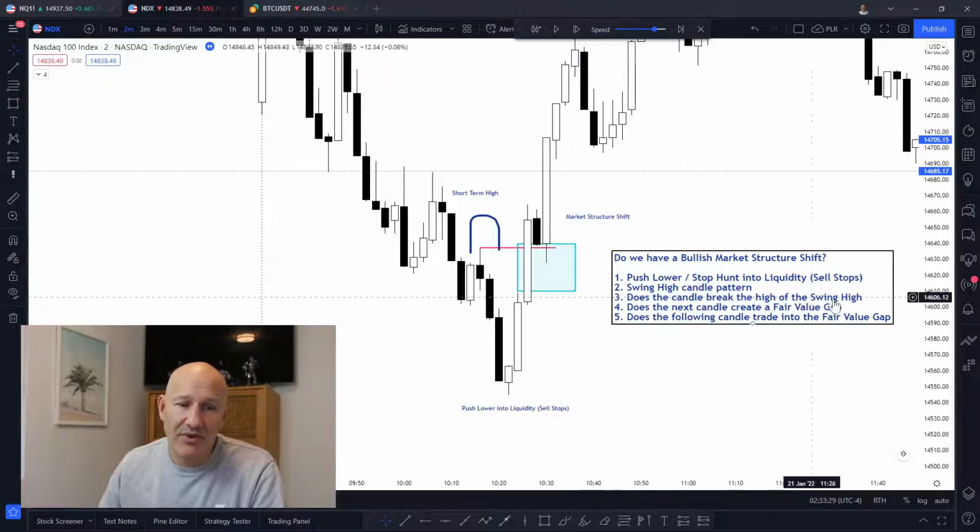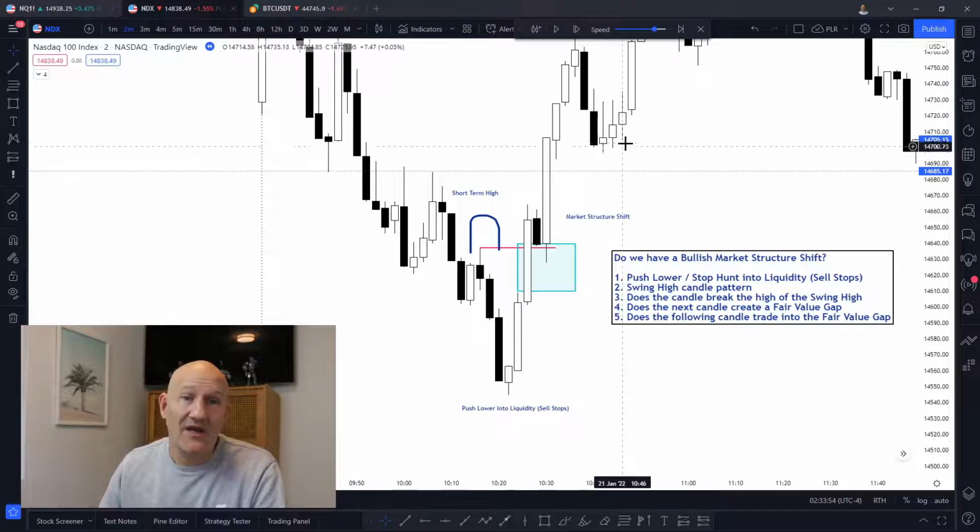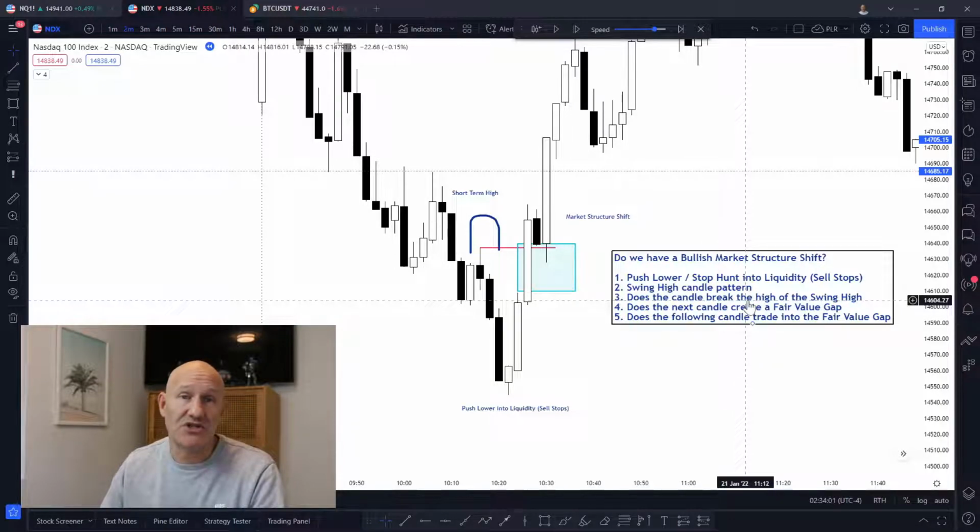And does the candle break the high of the swing high? And that's what we had happen here. So this candle breaks the high of this swing high here. And does the next candle create a fair value gap? Yes, it does in this example. The next candle here is this down close candle, which creates our fair value gap here in our 3 candle pattern. And does the following candle trade into that fair value gap? Yes, it does. It trades into that fair value gap here, and that allows us to get long. So there are 5 sort of points on the checklist to confirm that we have a bullish market structure shift.